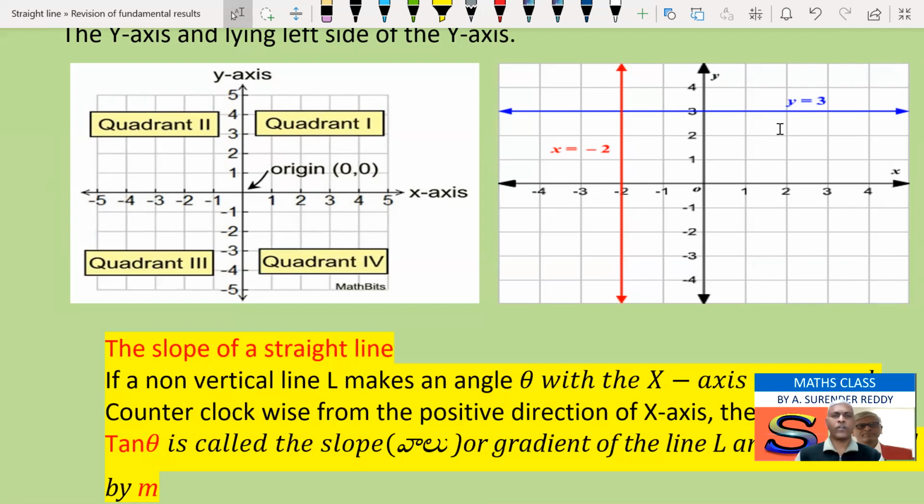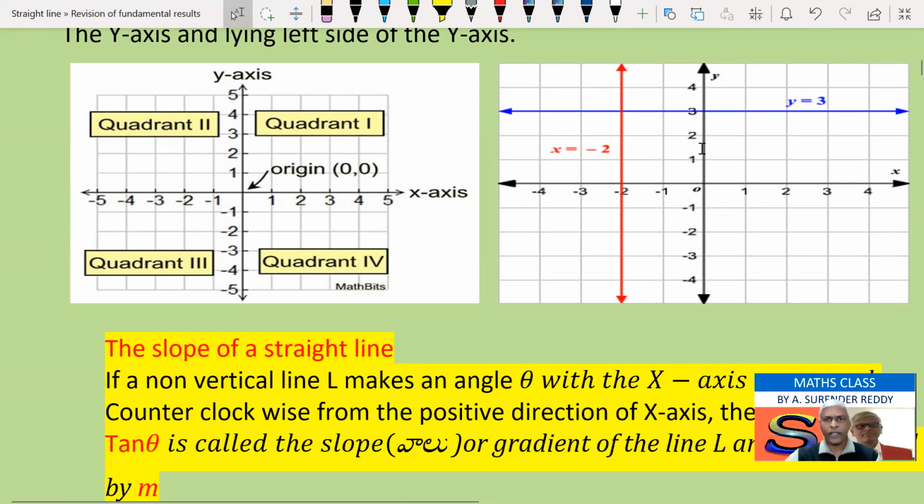Any equation x is equal to k is parallel to the y-axis at a distance of k units. And the equation of the x-axis is y is equal to 0, and the equation of the y-axis is x is equal to 0. Any point on the x-axis has y coordinate 0. If you take points at 1, it is (1, 0), (2, 0), (3, 0), (4, 0). So any point on the x-axis will be in the form (x, 0). So the y coordinate is 0.